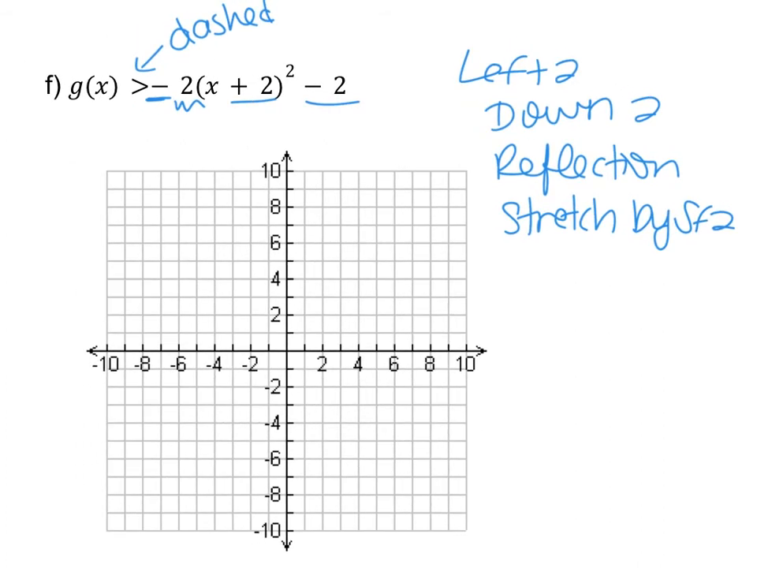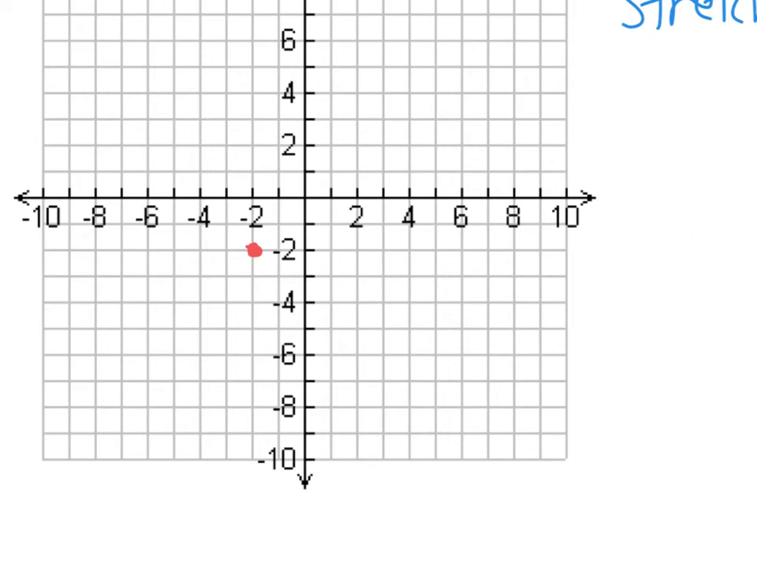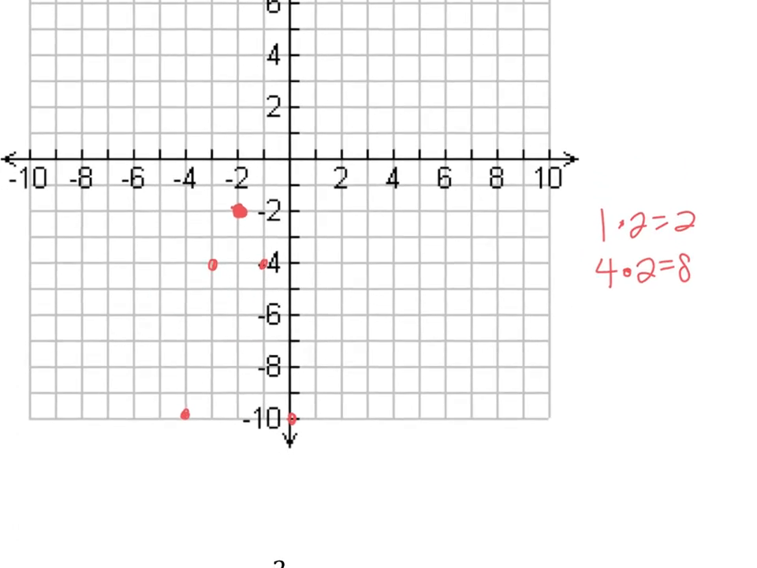So let's talk about it. Let's first get our vertex plotted. Left 2, down 2. Remember it's a reflection, so it's going to be upside down. And then it's a stretch. So instead of going over 1, down 1, like we normally do, we would go over 1, down 1 times 2, which would give you 2. So we're going to do that in both directions. And instead of going over 2, down 4, we're going to go over 2, down 4 times 2, which is 8, which would be about right here. So this is going to be more narrow. I'm not going to worry about it anymore because it'll be off the graph.